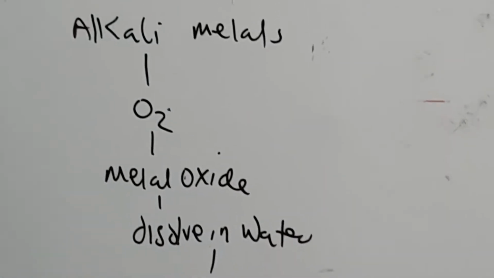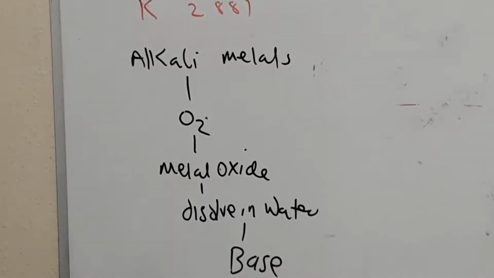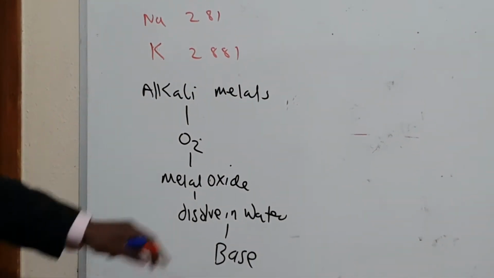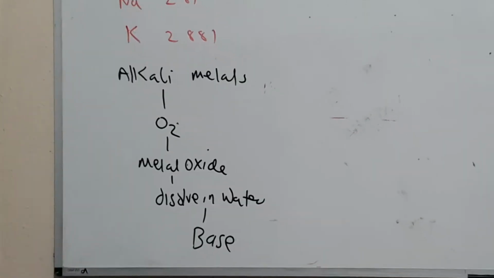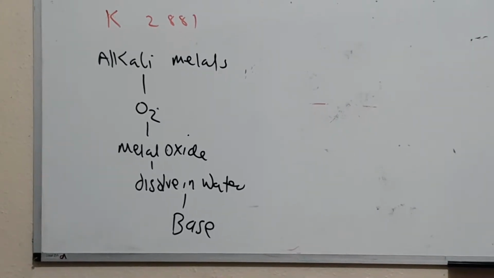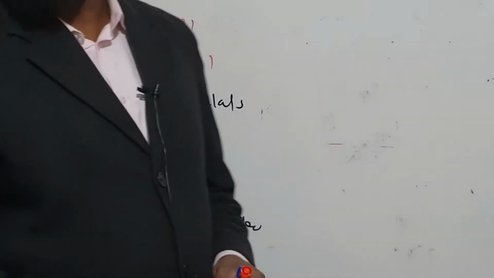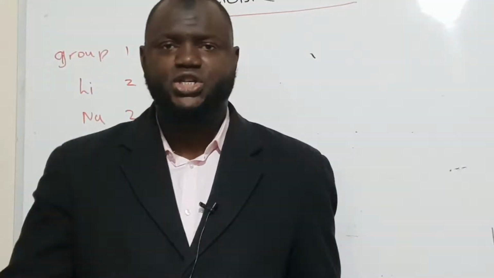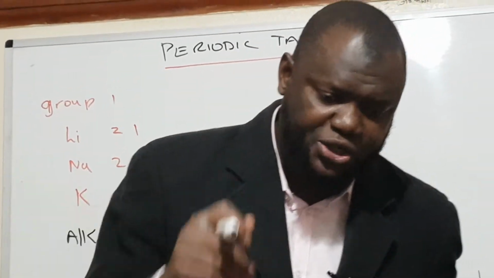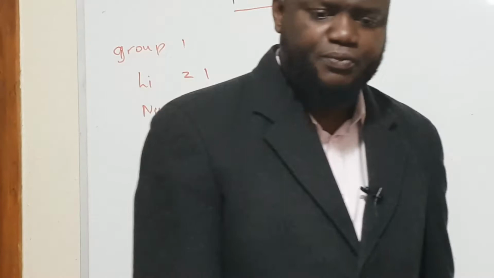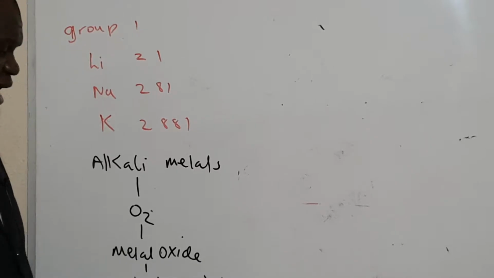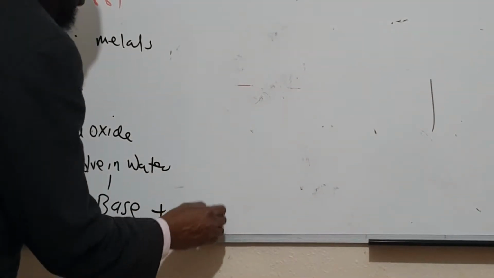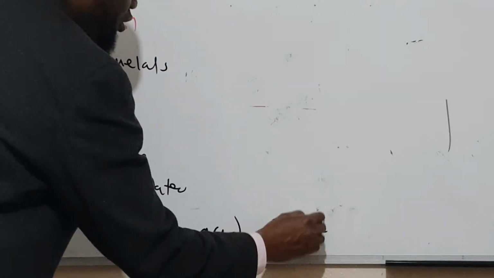And this is very, very important because when we do acids and bases, we will know exactly what a base is. A base is an alkali that can dissolve in water. If it doesn't dissolve in water, it's not an alkali. So basically we can say an alkali is a metal oxide or metal hydroxide that can dissolve in water. So when an alkali dissolves in water, it's called a base. When a base reacts with an acid, it makes salt plus water.